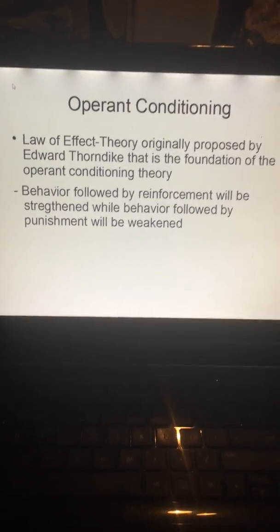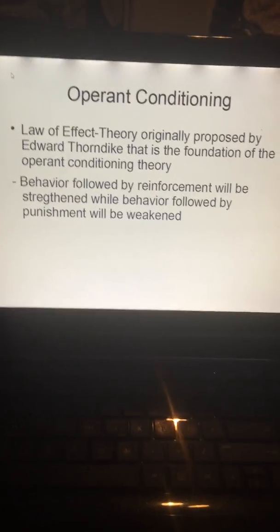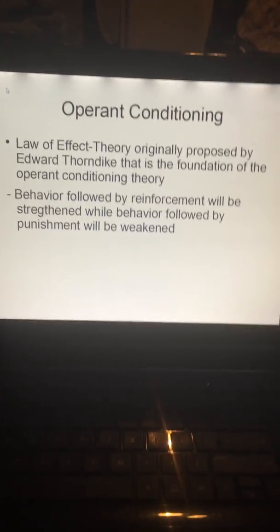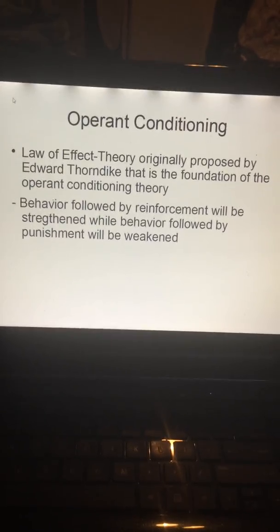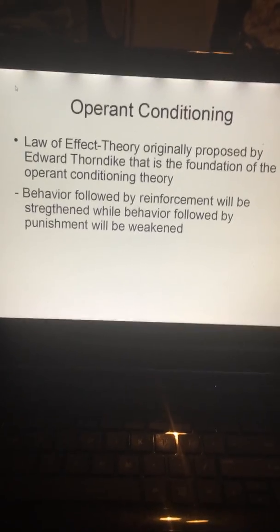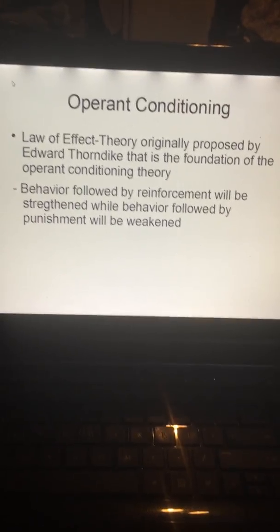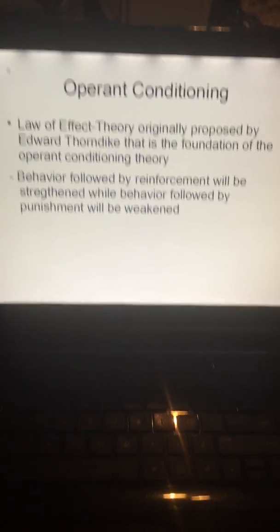Now, for any of you who know what it's like to put a cat in a box, you know they probably won't go in there willingly. But this particular cat wanted to get out, so he had to press certain buttons in the box to get out. He learned that behaviors followed by reinforcement would be strengthened, while behavior followed by punishment would be weakened.